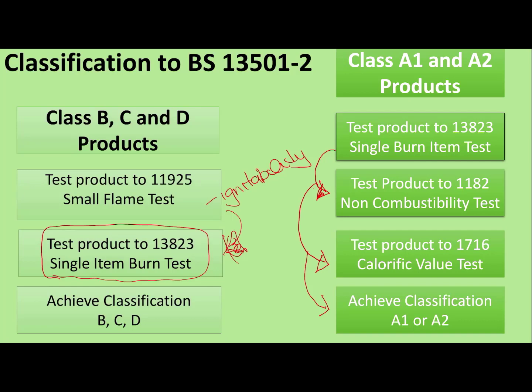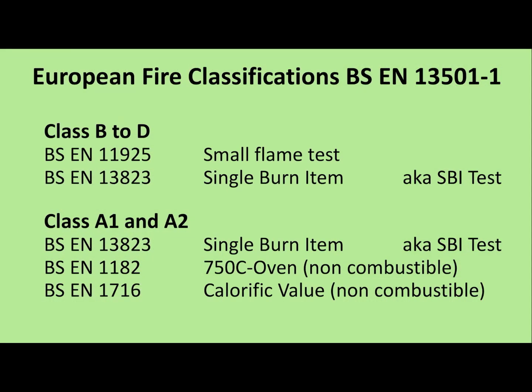In relation to A1, the start point is generally the non-combustibility test. So the start point is here, and it'll be tested for those two tests, the 1182 and the 1716. And if it achieves certain values, it will have a classification of A1. So that's basically a quick description of the hierarchy of the tests.